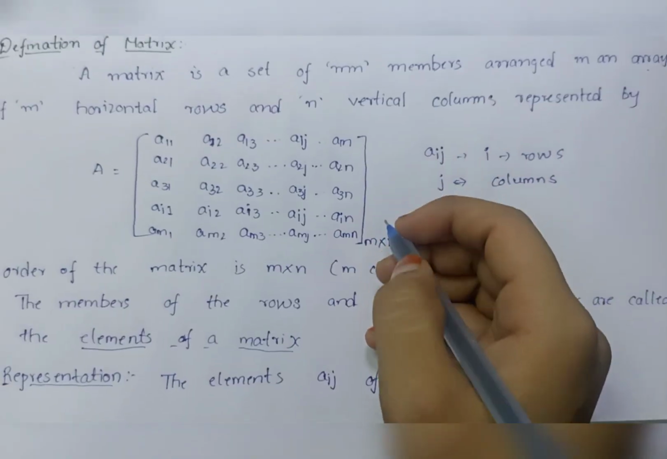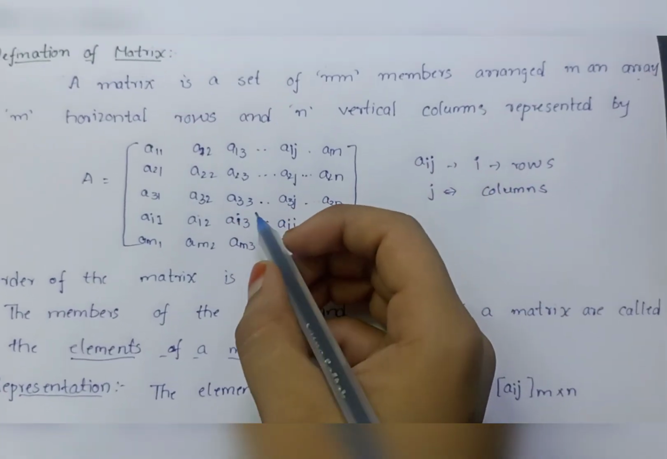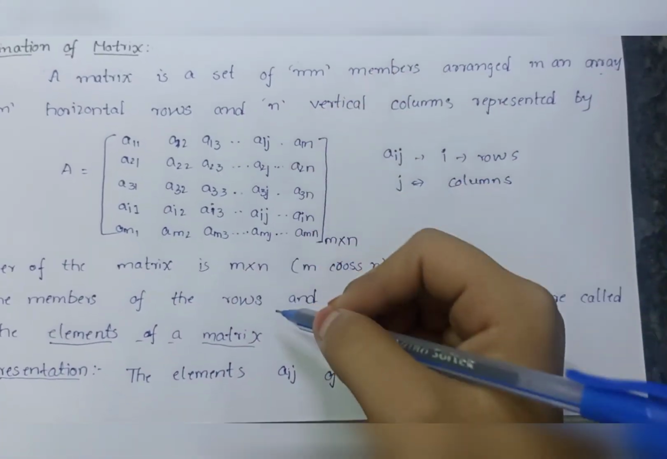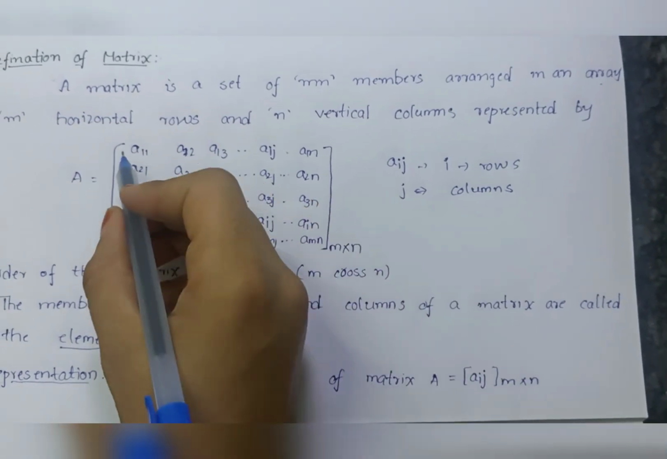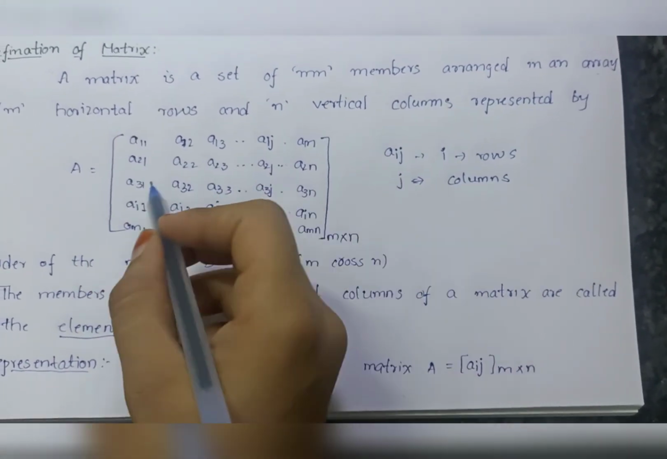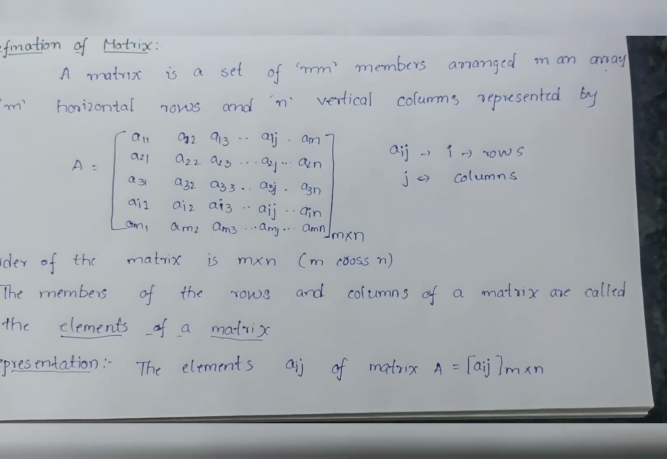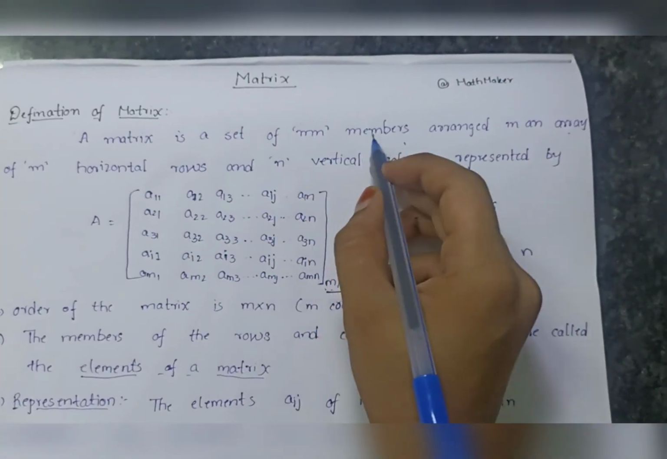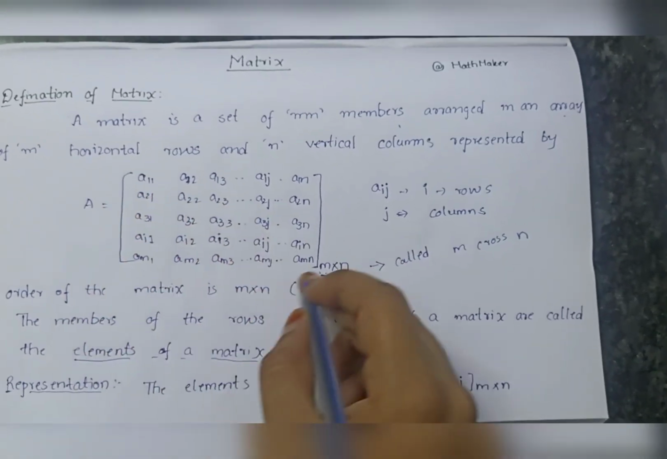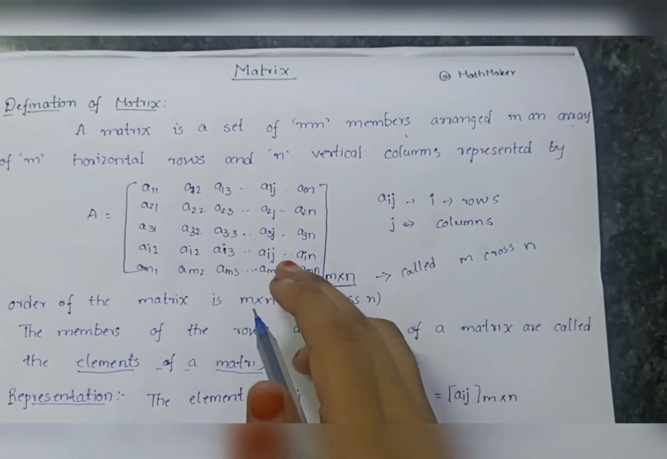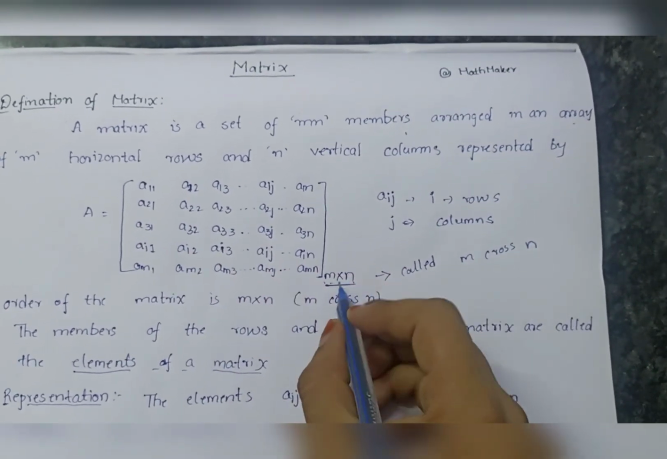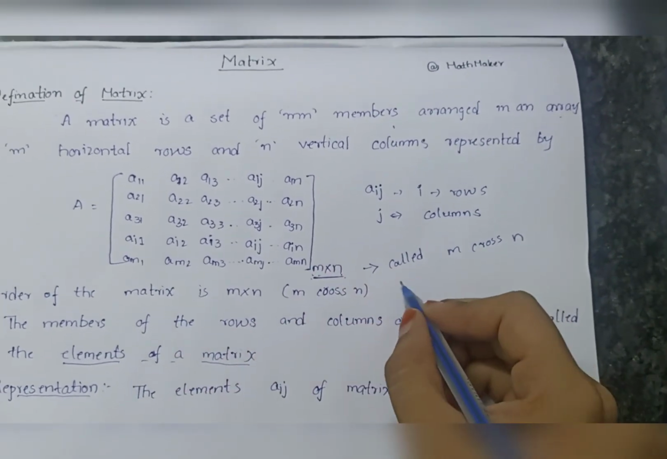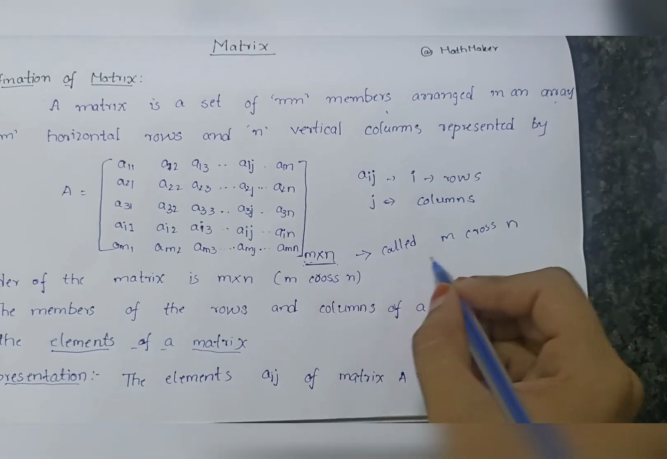You must know what columns and rows are. These are columns, the vertical representation, and these are rows, the horizontal representation. As in the definition, it is said to be a set of mn members. That means in the matrix we have m rows and n columns, and m into n represents the order of the matrix, which is called m cross n.